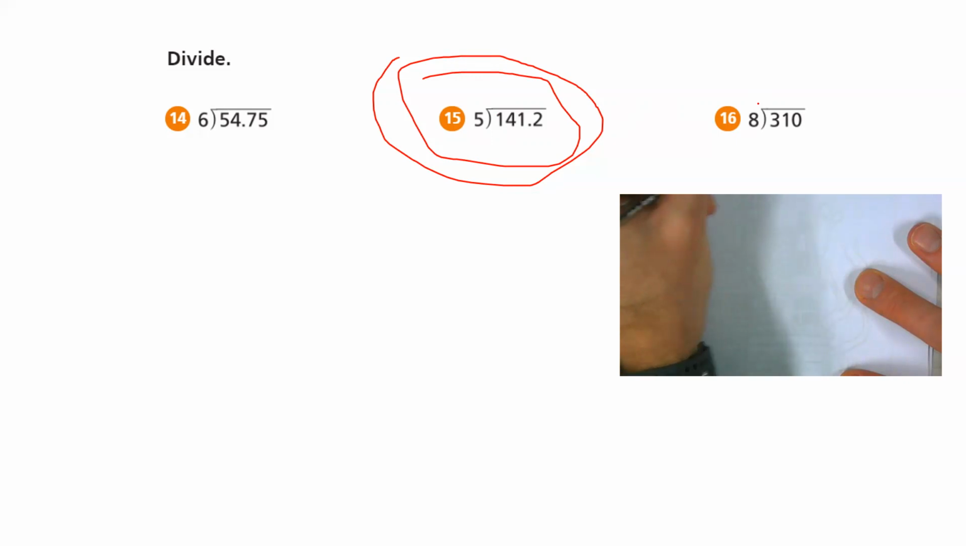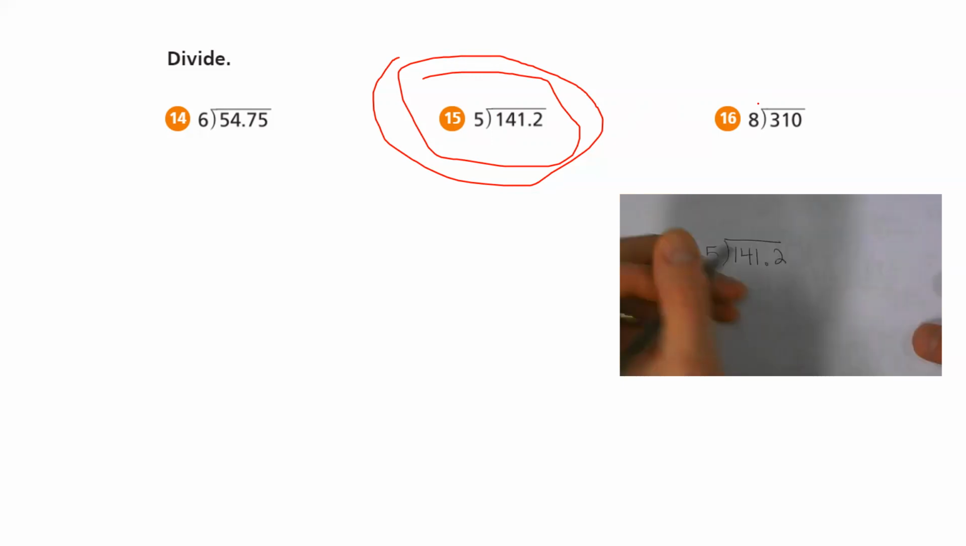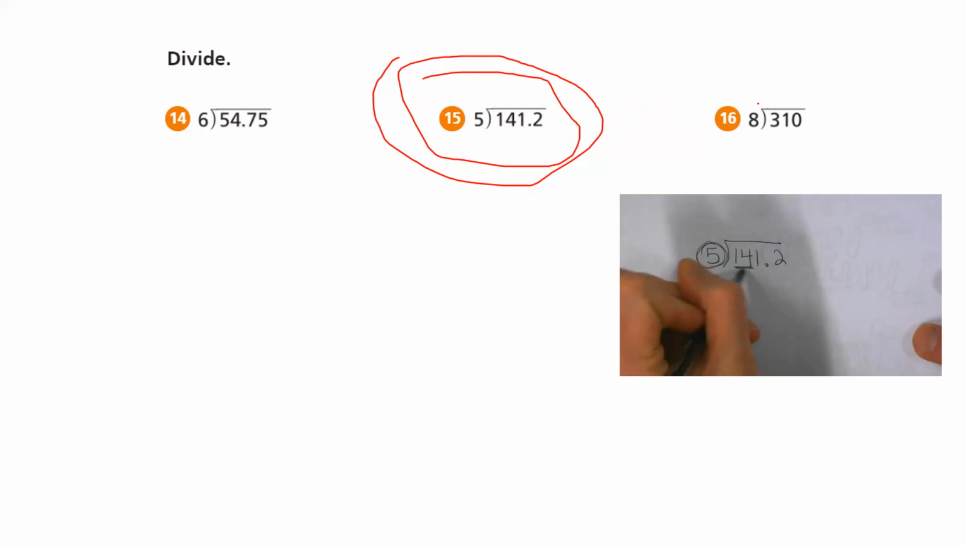141 and 2/10 divided by 5. And I always like using 5 as the divisor because everyone can count by 5s. So we're making groups of 5. How many 5s are in 14? 2. What's left over? Well, 5, 10, we took away 2 of them. There was 4 left over.